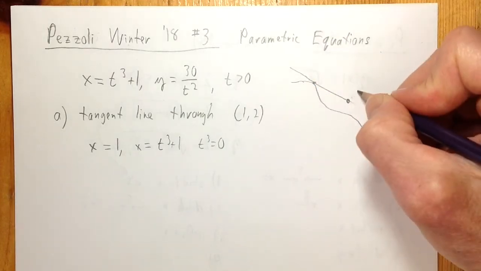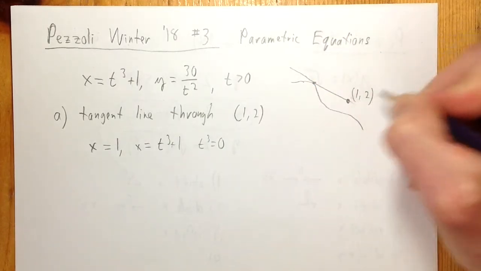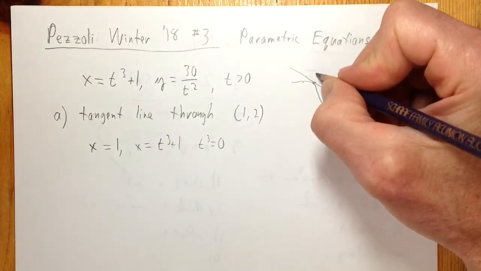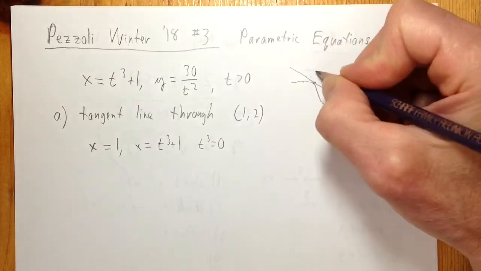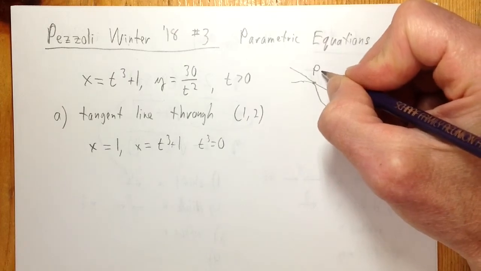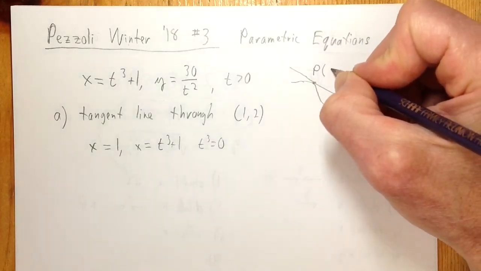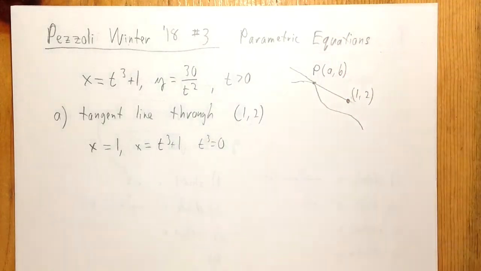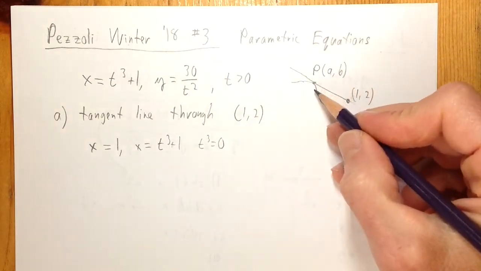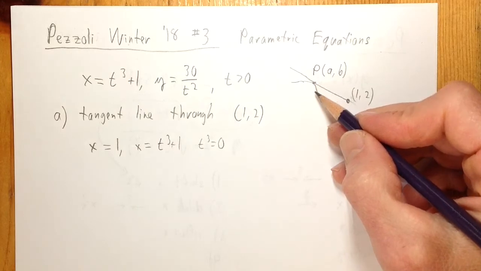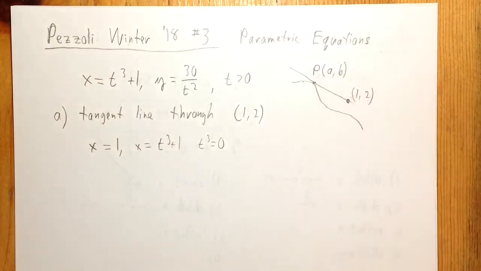So here's our point, 1, 2. And we'll call the point that we want on the curve A, B. That's usually what we call the point that we want. To know the equation for the line, we've got to figure out that point. Okay, that's the long story short.